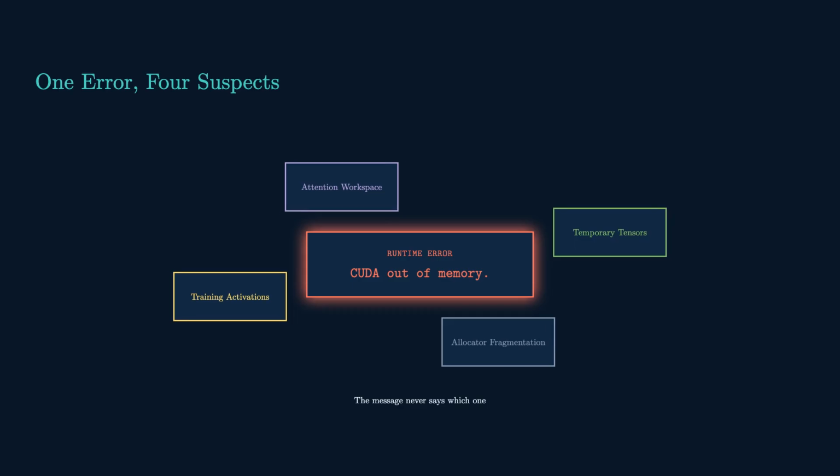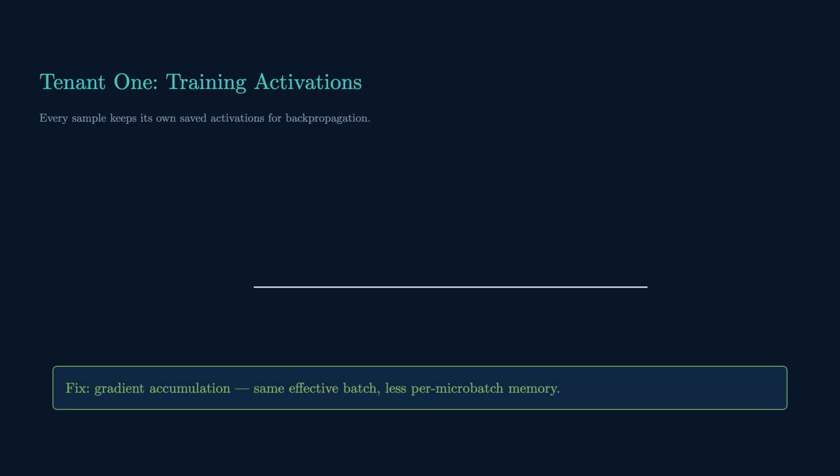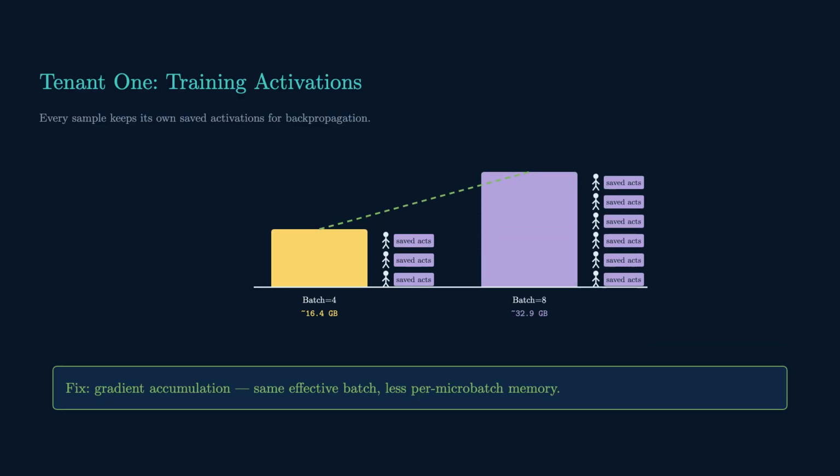Let's meet the tenants. Tenant 1, training activations. Every sample keeps its own saved activations for backpropagation, and that scales roughly linearly with batch size. Under the series activation model, about 16.4 GB at batch 4 becomes 32.9 at batch 8. Double the batch, double the bill. The fix is gradient accumulation, same effective batch size, far less memory per microbatch.